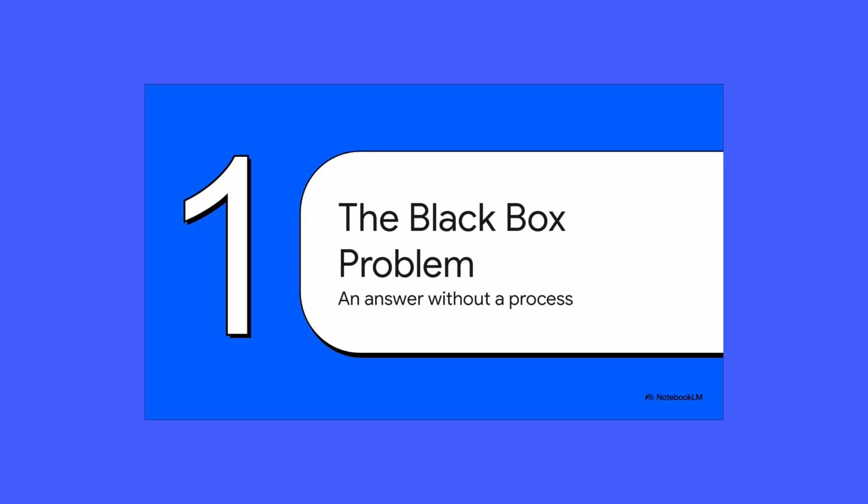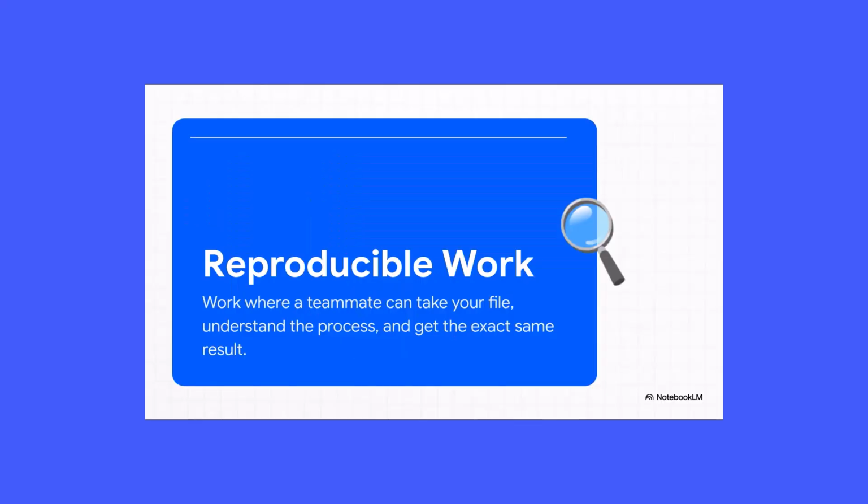Think about it. You've handed over an answer, but there's no way to see how you got there. You didn't show your work. It's a total mystery. And trust me, in the business world, mysteries are not what you want. So what's the fix? Well, it's this idea called reproducibility. It sounds fancy, but it's actually super simple. It just means that anyone, your boss, a teammate, can open your file, see exactly what you did, and get the exact same result. It's all about showing your work, being totally transparent.